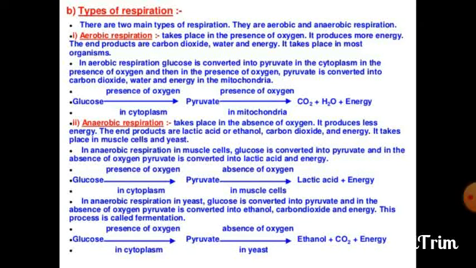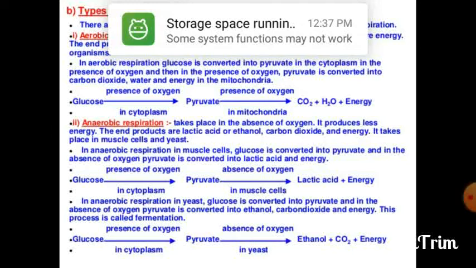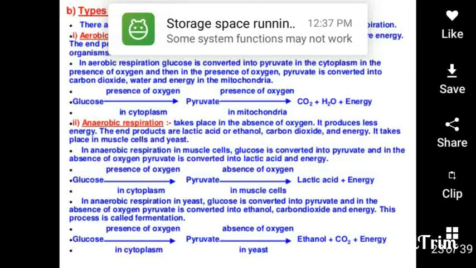There are two types of respiration. First is aerobic respiration and second is anaerobic respiration. Aerobic respiration takes place in the presence of oxygen. It produces more energy and the end products are carbon dioxide, water and energy. It takes place in all the organisms. So first of all, glucose in the presence of oxygen in the cytoplasm converts into pyruvate. This pyruvate then in the presence of oxygen converts into CO2, H2O and energy.